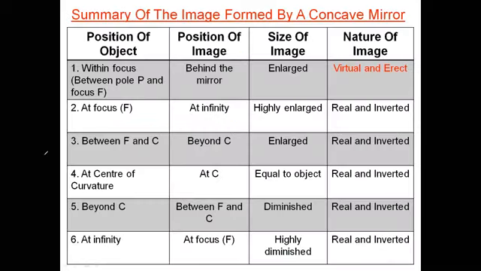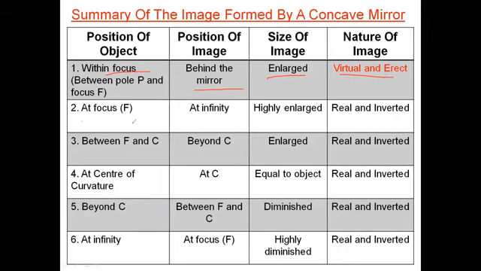So far we have seen different cases of image formation in concave mirror. It is a summary of the image formation by concave mirror. So the first case is within the focus, between pole and principal focus: the position of the image is behind the mirror, it is enlarged and the image is virtual and erect. It is the only case where a concave mirror forms a virtual and erect image.